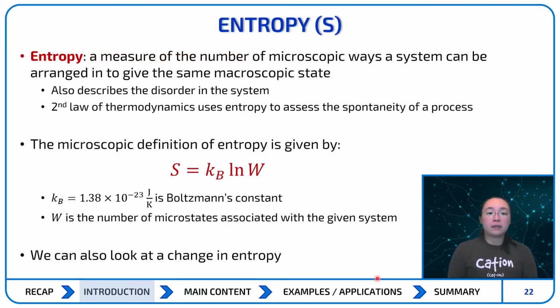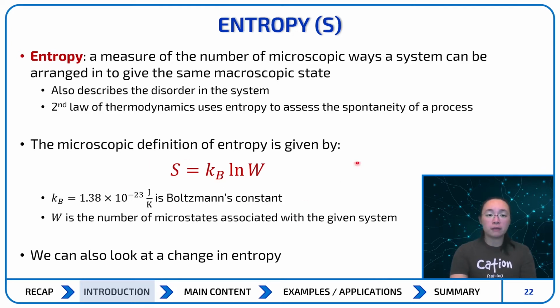Now, entropy. Entropy is a measure of the number of microscopic ways a system can be arranged to give the same macroscopic state. So, in other words, it describes the disorder in the system and how many states are possible. The second law of thermodynamics essentially just means we're going to use entropy to assess how spontaneous a process is.